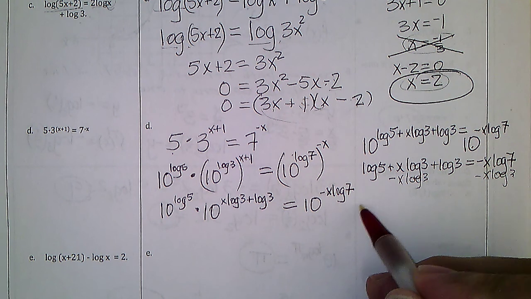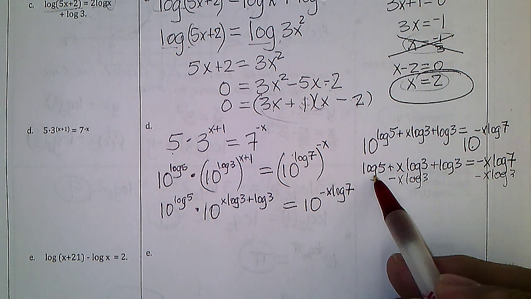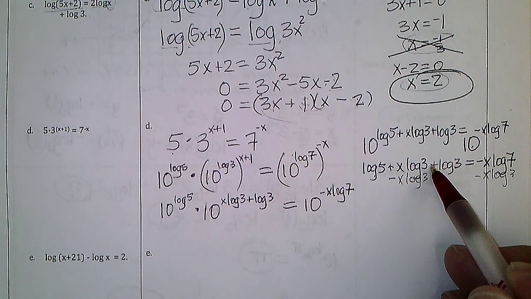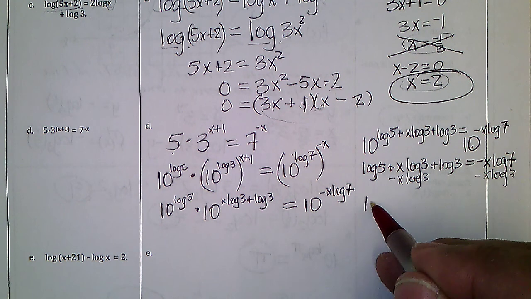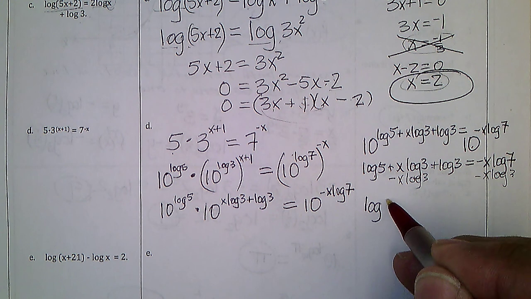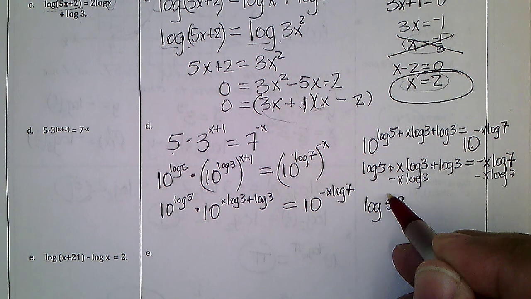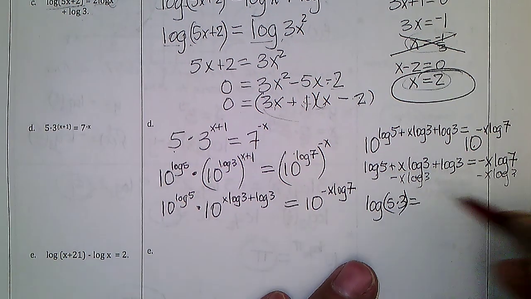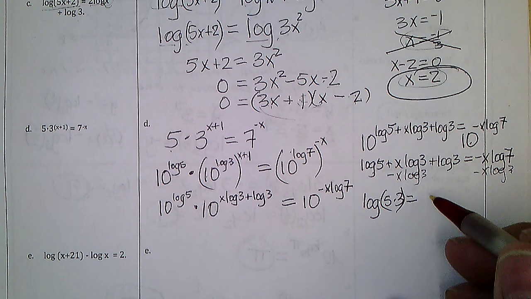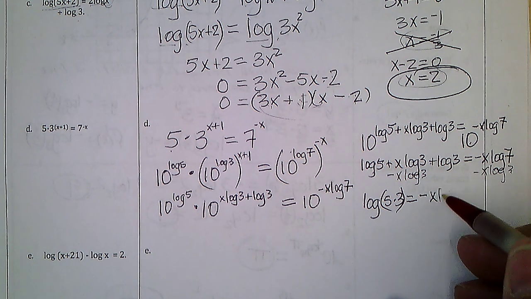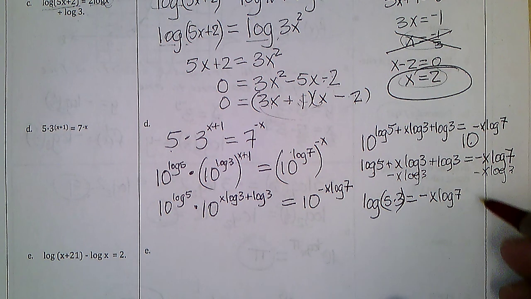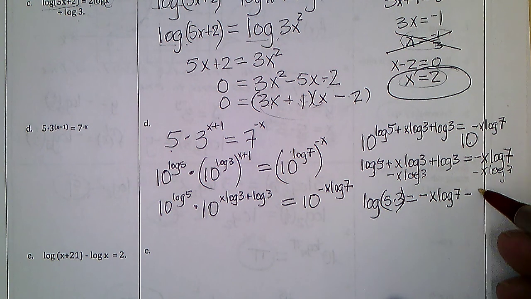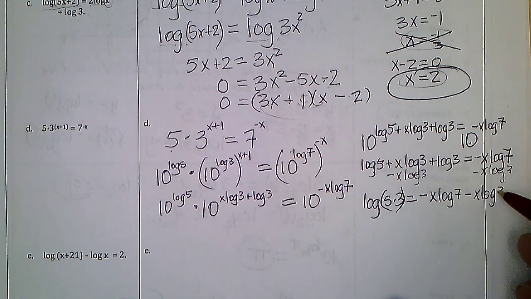So they wrote log 5 plus log 3, and since it was added, a lot of you wrote it as log of 5 times 3. Sum becomes a product. That was great. And this is negative x log 7 minus x log 3.